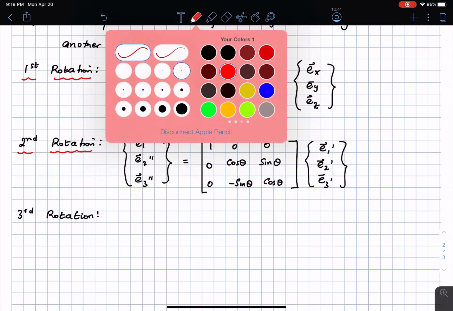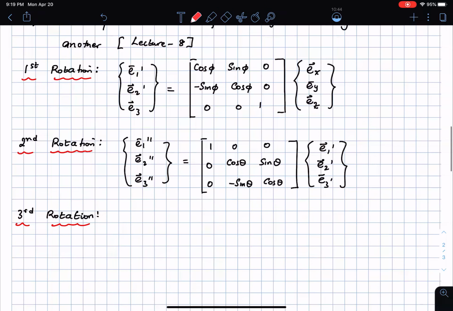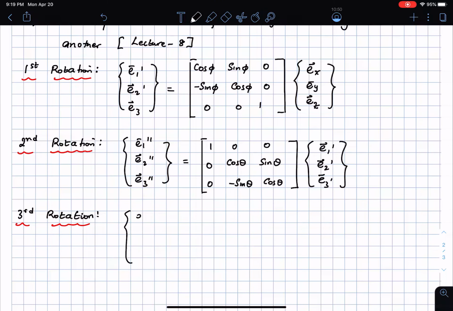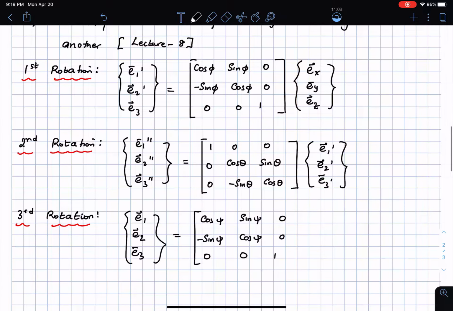My third rotation is going to be the following. It's going to be back to E1, E2, and E3. I'm going to have this matrix here as cosine psi, sine psi, 0; minus sine psi, cosine psi, 0; 0, 0, 1. And then this is going to be my double prime coordinate frame, E1 double prime, E2 double prime, E3 double prime. These were the three rotation matrices. This was the first rotation about the EZ direction.